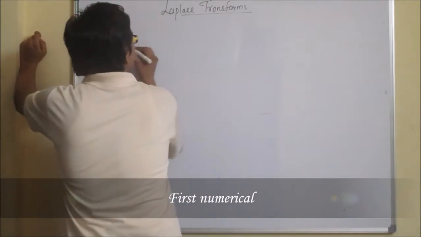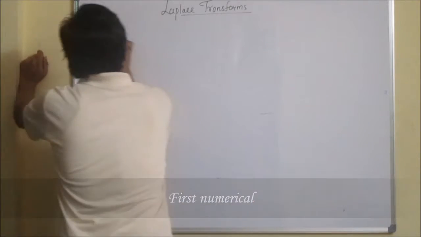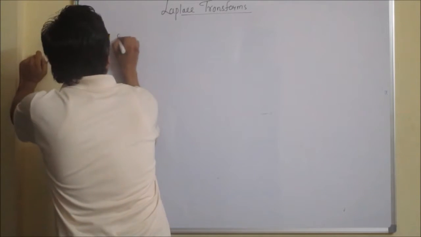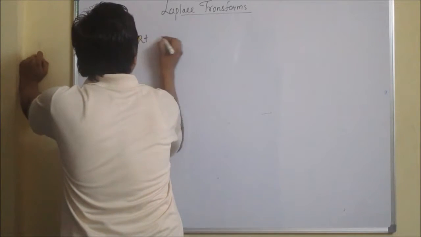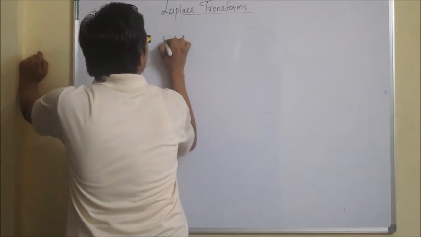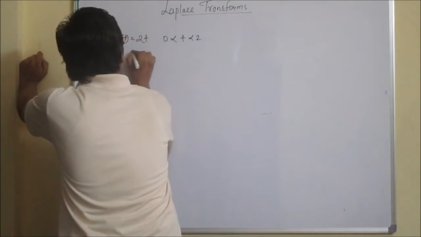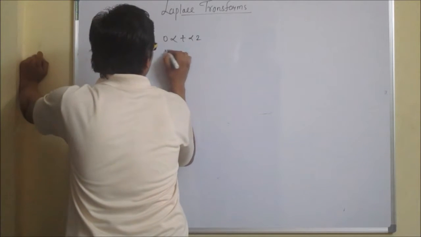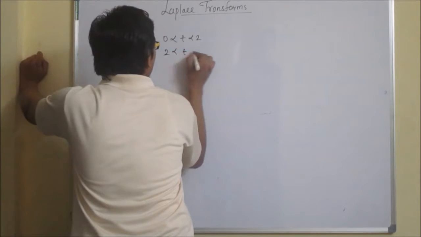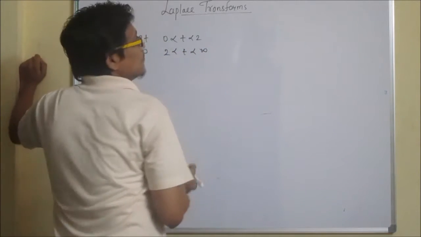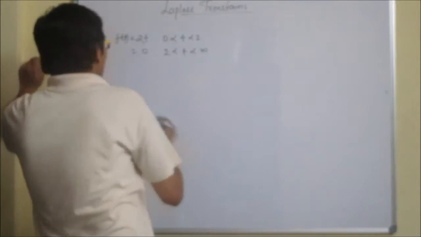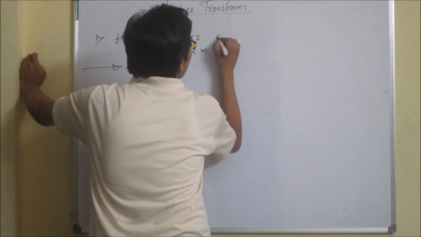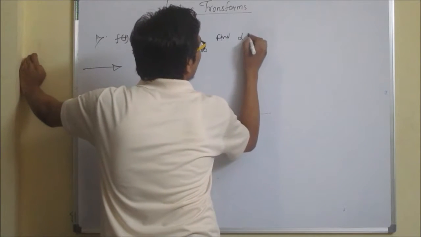Consider the first sum. f of t is equal to 2t for t from 0 to 2, and is equal to 0 for t greater than 2 to infinity. Now, what is the general formula of Laplace transform? They have asked to find Laplace transform, that is to find L of f of t.